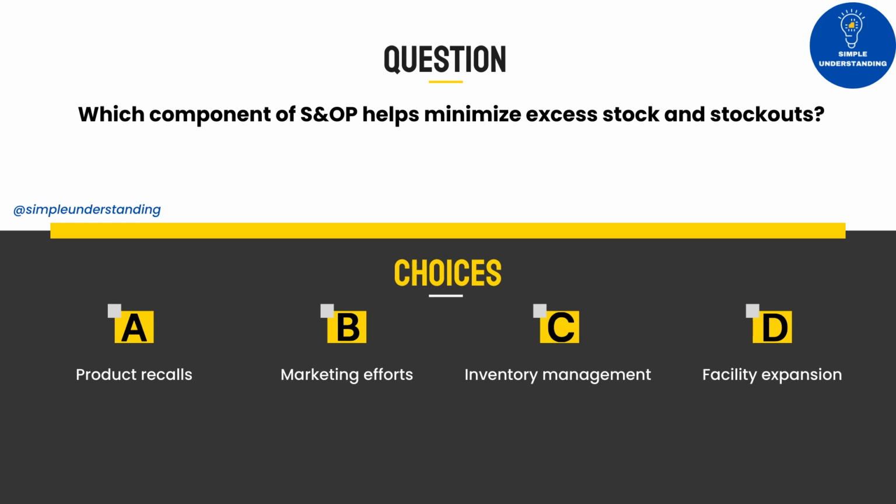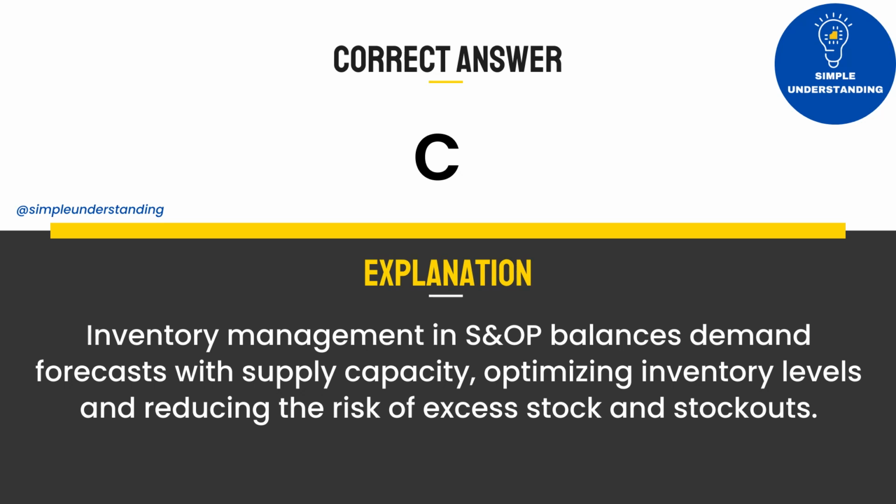6. Which component of S&OP helps minimize excess stock and stockouts? A. Product recalls. B. Marketing efforts. C. Inventory management. D. Facility expansion. Answer C. Explanation. Inventory management in S&OP balances demand forecasts with supply capacity, optimizing inventory levels and reducing the risk of excess stock and stockouts.